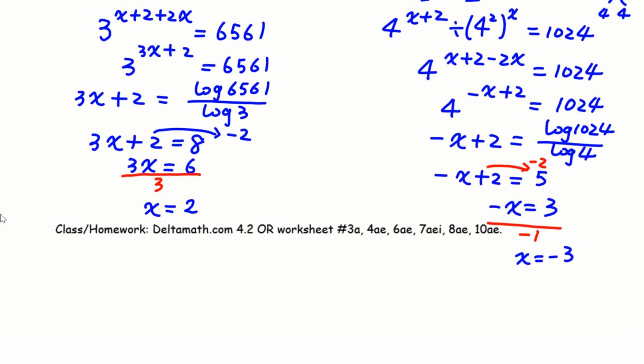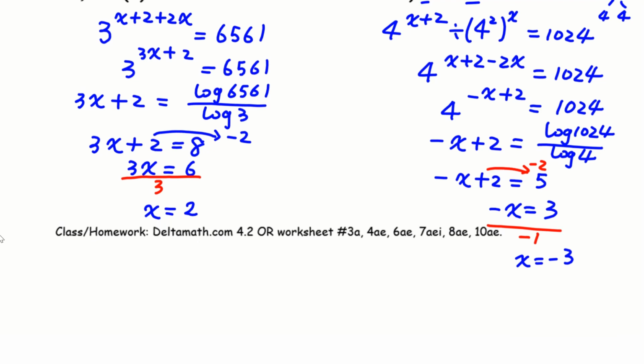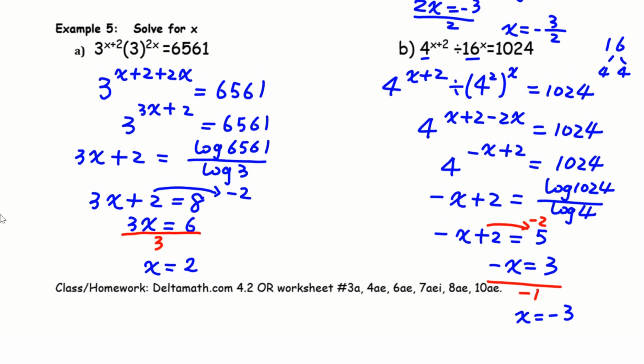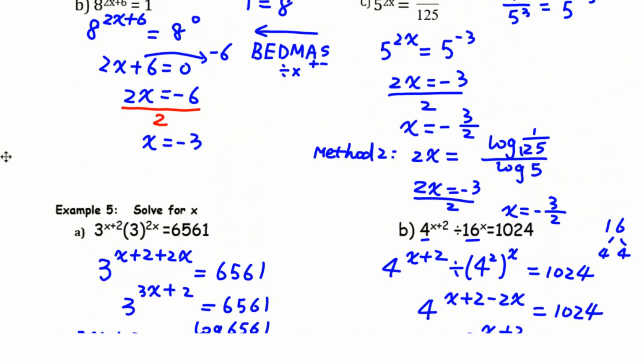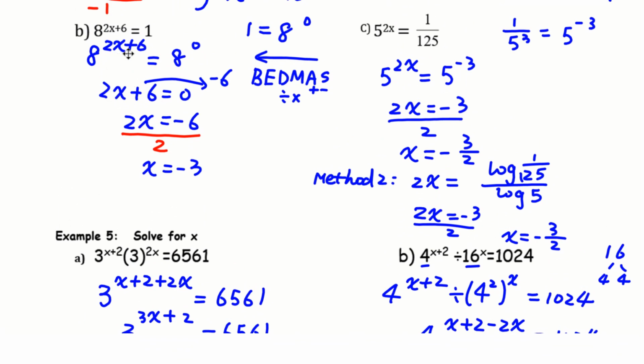So in this lesson we have shown you two methods. One is to change one side to a single power, then change both sides to the same base, then let the exponents be equal and solve for the unknown. Or we could use logarithms: the exponent equals log power over log base, and solve.